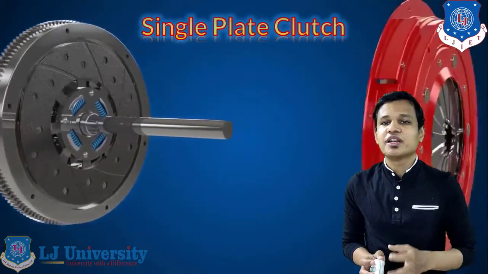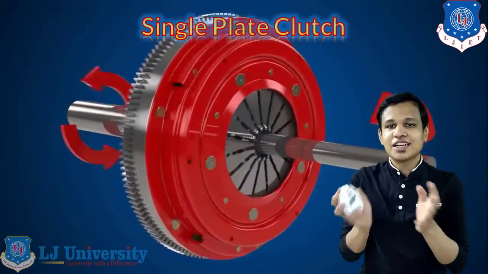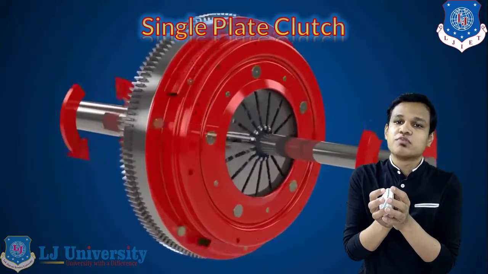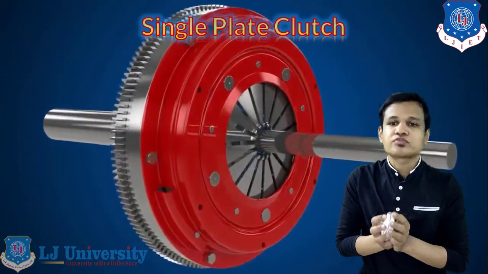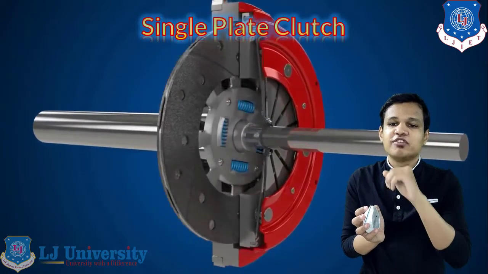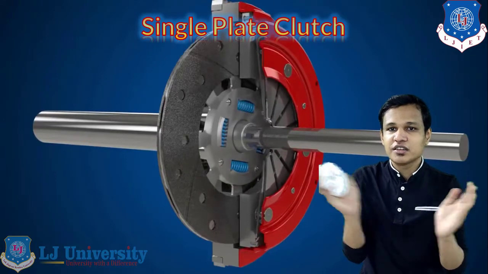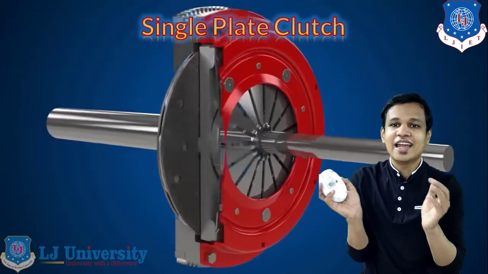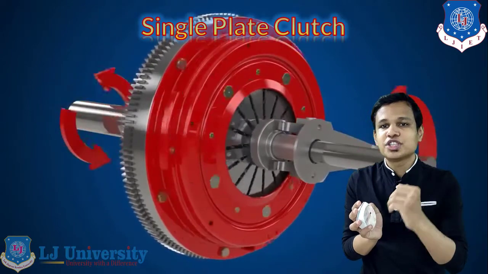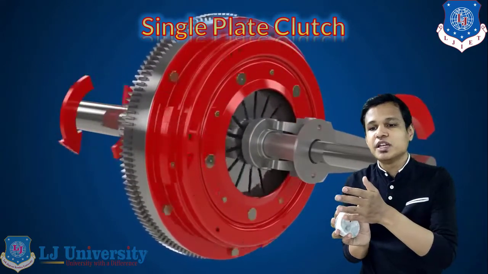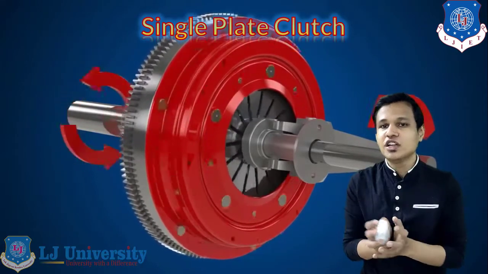Now we will attach one pressure plate with our clutch plate. When the clutch plate and pressure plate are both in contact, because of the friction, both rotate at the speed of the engine. But because of the diaphragm spring provided in the middle part, whenever the spring is pushed, the pressure plate moves outward and a clearance is created between the clutch plate and pressure plate. So whenever we push the diaphragm spring, the pressure plate will be removed and the output will be zero. Only the clutch plate will rotate, the pressure plate will not rotate.